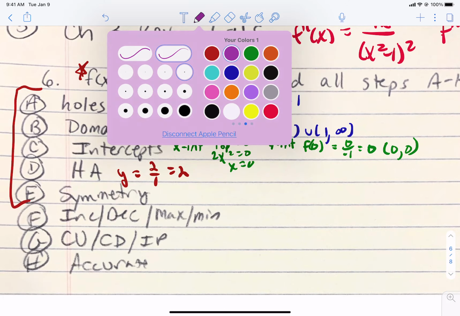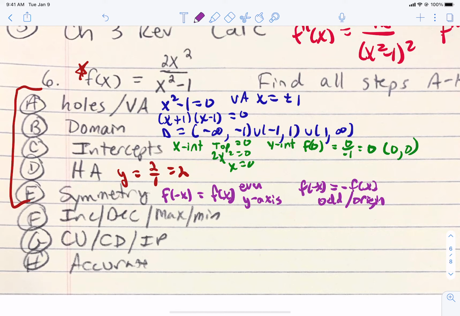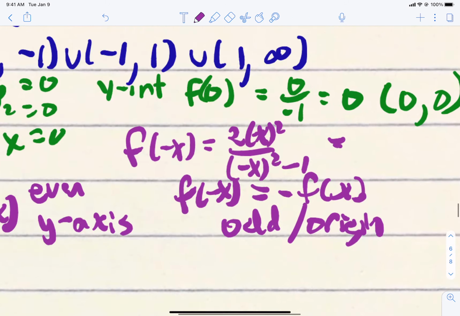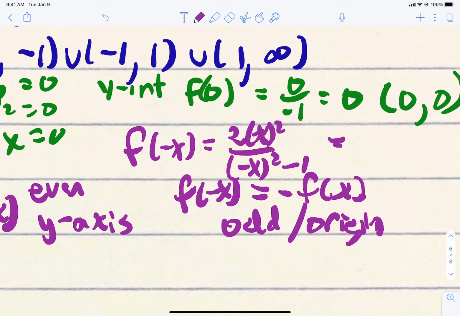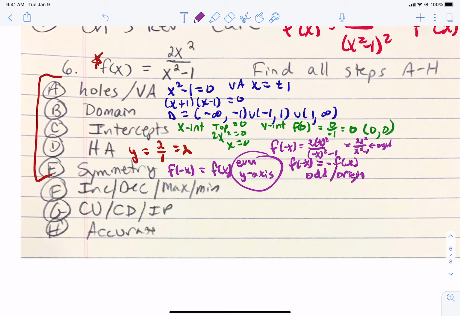Let's talk about symmetry. Symmetry is about 2 things. I want you to check 2 things for symmetry. If you plug in negative x and it goes back to the original form, it is even with y-axis symmetry. If you plug in negative x and it is the opposite of your original form, then it is odd with origin symmetry. So that's really what we're checking. Now, if we plug in negative x into our original function, the negative x is inside a square in both places. So when that happens, they go right back to where they started. So that's the original. If it's the original, then it is even with y-axis symmetry. So now we know it is even with y-axis symmetry. So you'll notice A through E, you're using the original form of our function.